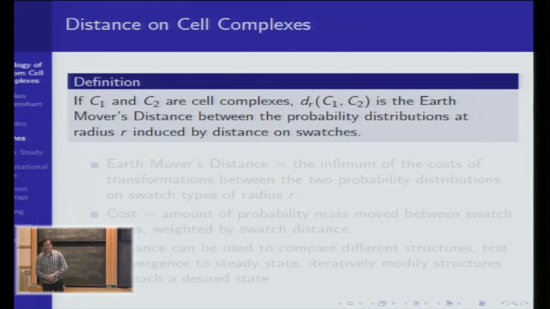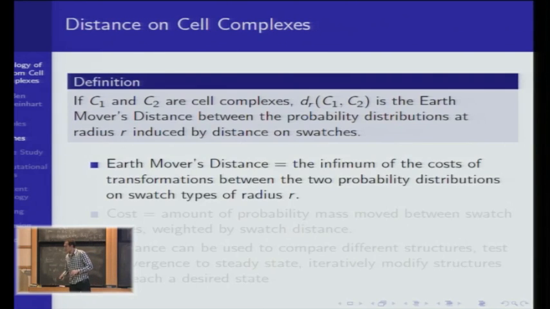Okay. So now we have a distance on local configurations. So we have two cell complexes. We look at the probability distribution of local configurations in each. And then we define the distance at radius r between them. And we use a standard probability distribution distance called the earth mover's distance between the probability distributions at radius r. Okay, so the earth mover's distance is roughly the minimum amount of probability mass that must be transferred to transform one probability distribution into the other, where the movement of the mass is weighted by the similarity of the local configuration. Okay?